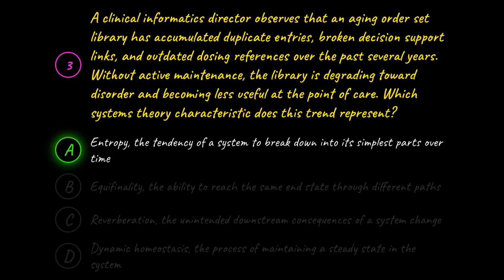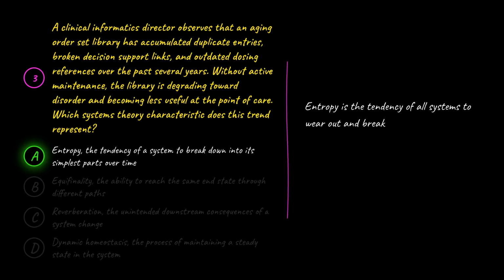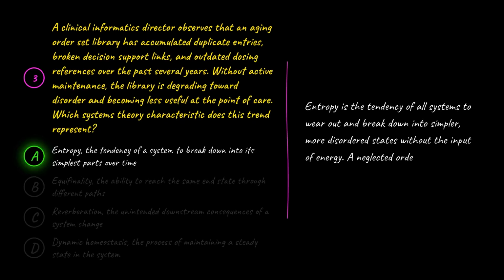The correct answer is A. Entropy, the tendency of a system to break down into its simplest parts over time. A is correct because entropy is the tendency of all systems to wear out and break down into simpler, more disordered states without the input of energy. A neglected order set library that accumulates duplicates, broken links, and outdated content is exhibiting exactly this drift.